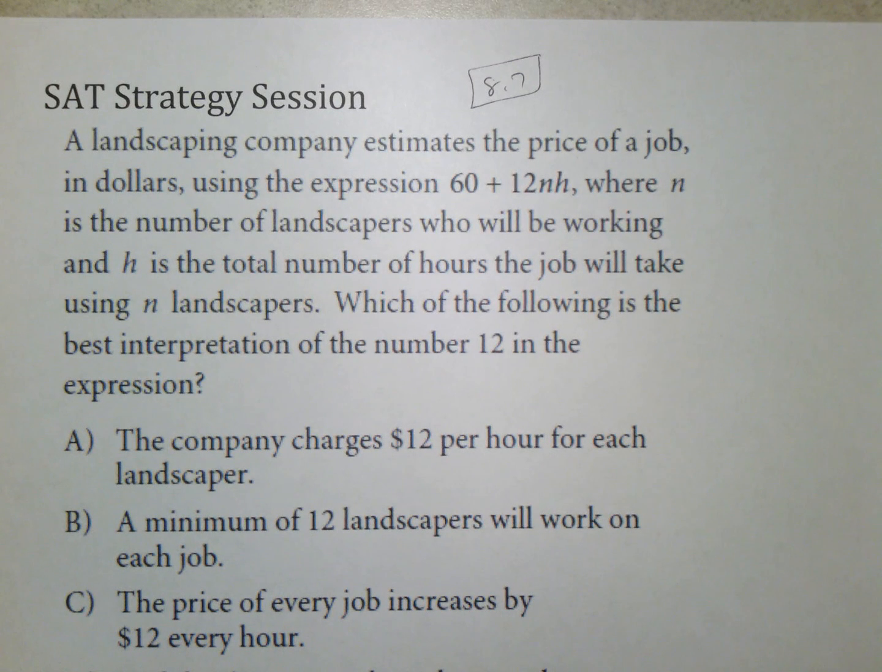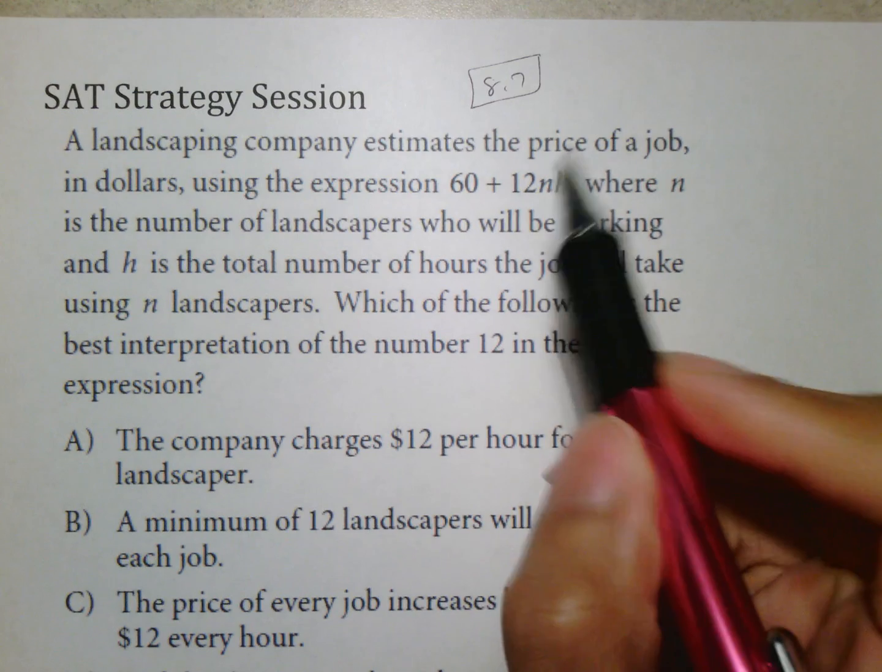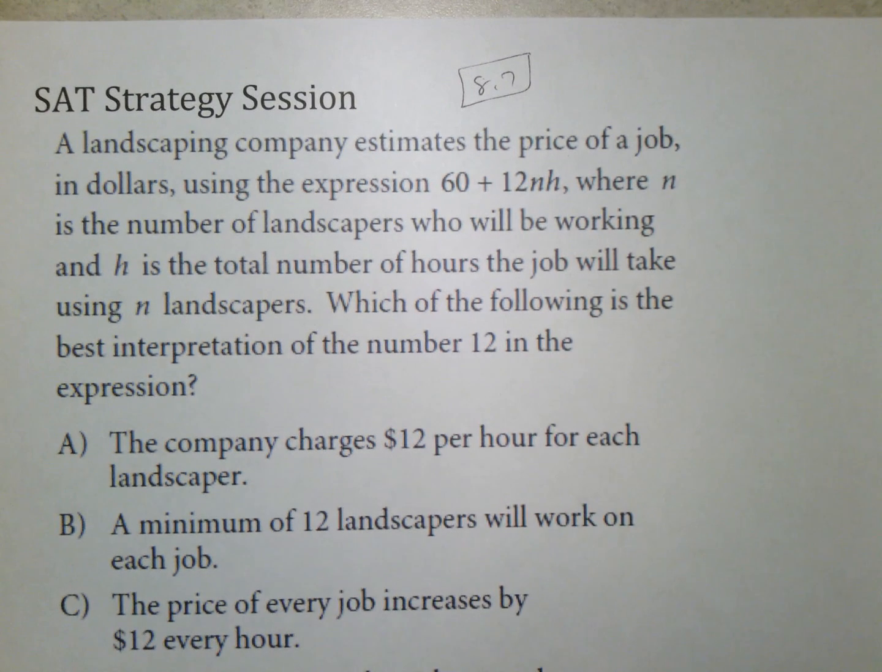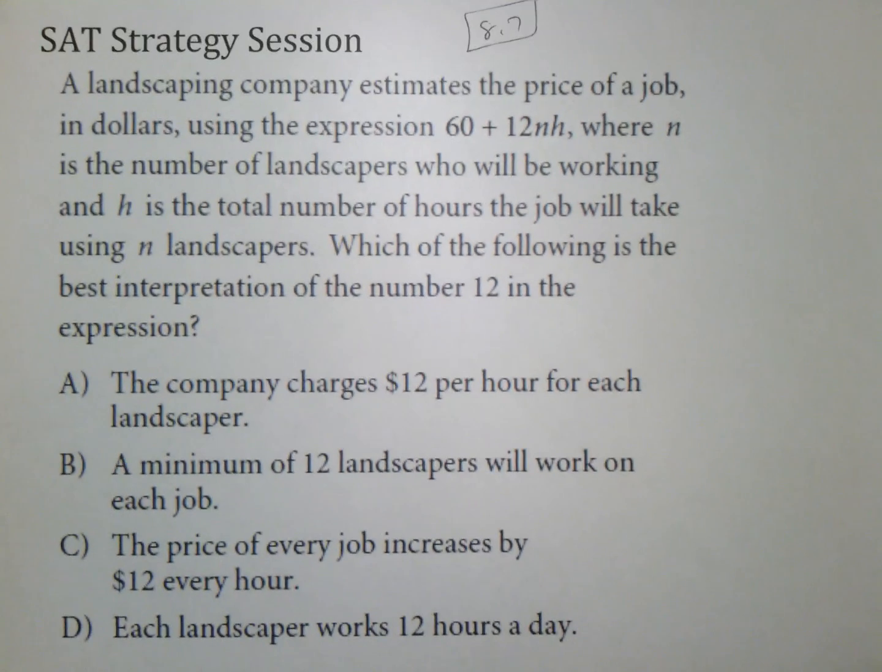Today's SAT strategy session brings us a question about a landscaping company estimating the price of a job in dollars using an expression, 60 plus 12NH, where N is the number of landscapers and H is the total number of hours. They want to know which of the following is the best interpretation of the number 12 in the expression. You see the possible answers here, A through D.